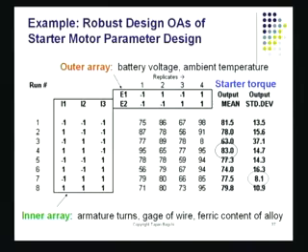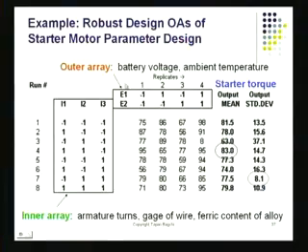And that should happen with minimum sensitivity to two things. One, the battery voltage within some reason, and also ambient temperature within some reason. If you're able to do this, you've got a good starter design. What did they do? They had three design variables: armature turns on the starter motor, gauge of the wire used, and the ferric content of the core. These were three design variables that they could play with. They wanted to reach a good starter motor design.